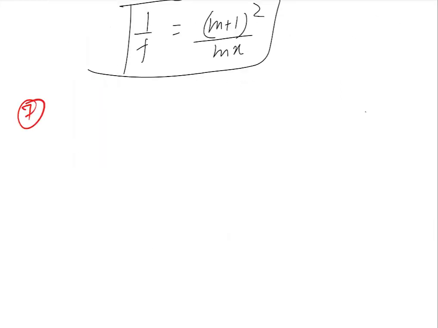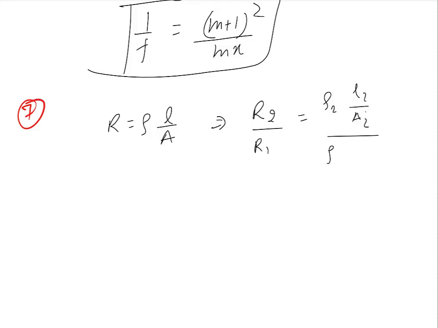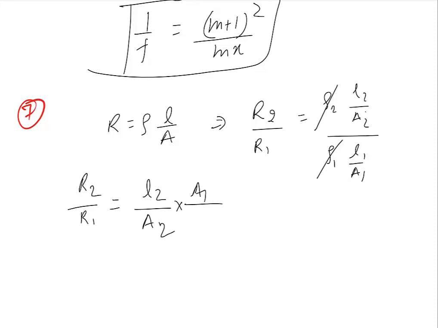Question number 7 says, a rod of certain metal 1 meter long and 0.6 centimeter in diameter, its resistance is this much. Another disc is made up of same material, 2 centimeter in diameter and 1 meter thick. We have to find the resistance. So you know that resistance equals rho into L over A. So from here you can say that R2 over R1 equals rho 2 L2 over A2 over rho 1 L1 over A1. Now rho 2 and rho 1 are same because they are made up of same material, so this goes out, and R2 over R1 is simply L2 over A2 into A1 over L1.